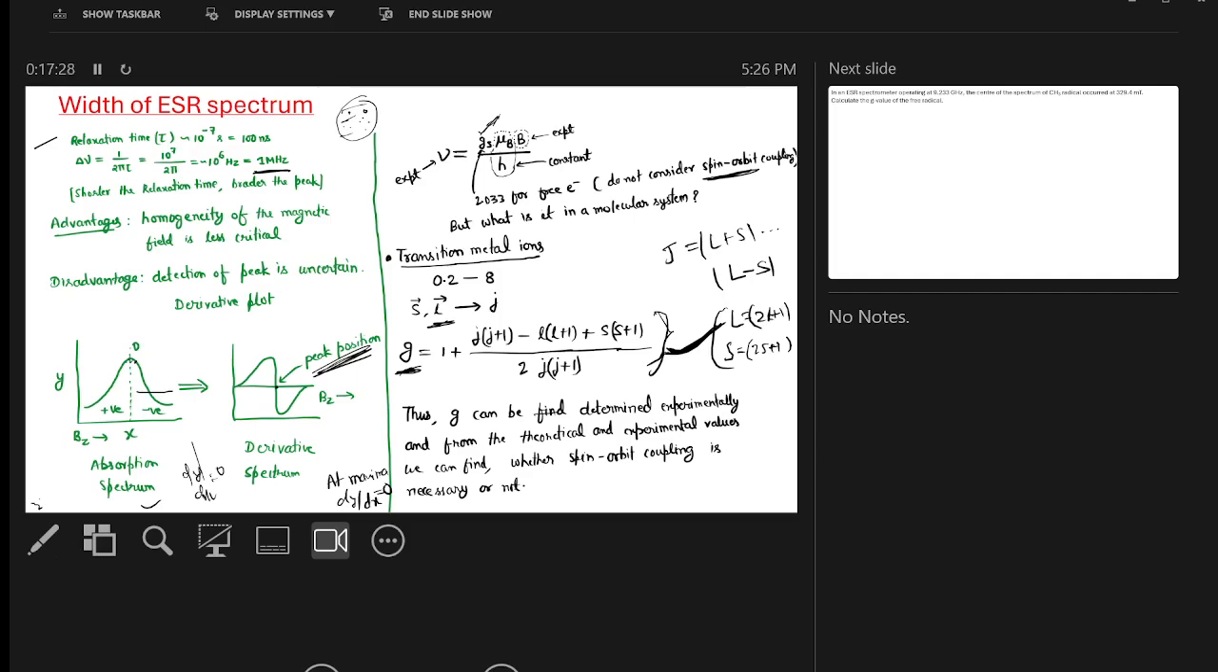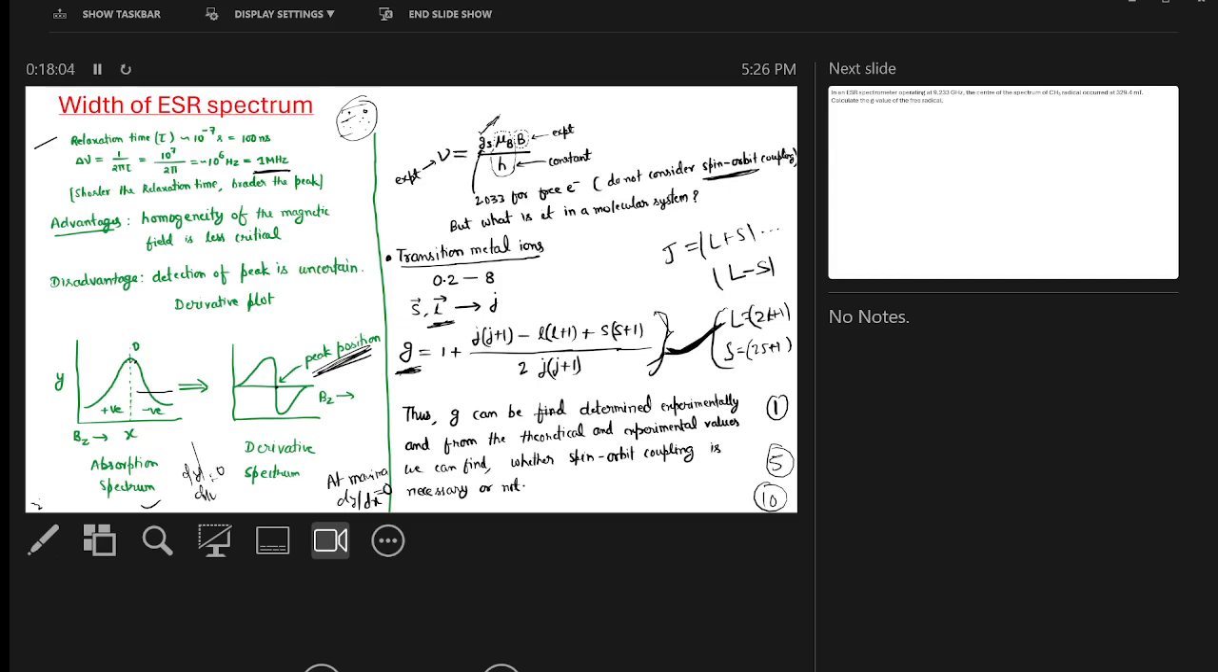Let's say your g value is coming around 1, very far from 2, or let's say you're getting some 5, or some 10. This is far from the free electron value, correct? So in this case, spin orbit coupling will be important. So what is the conclusion? The conclusion is that EPR spectroscopy will help us understand whether spin orbit coupling in metal complexes, coordination complexes, or lanthanide complexes is necessary or not.